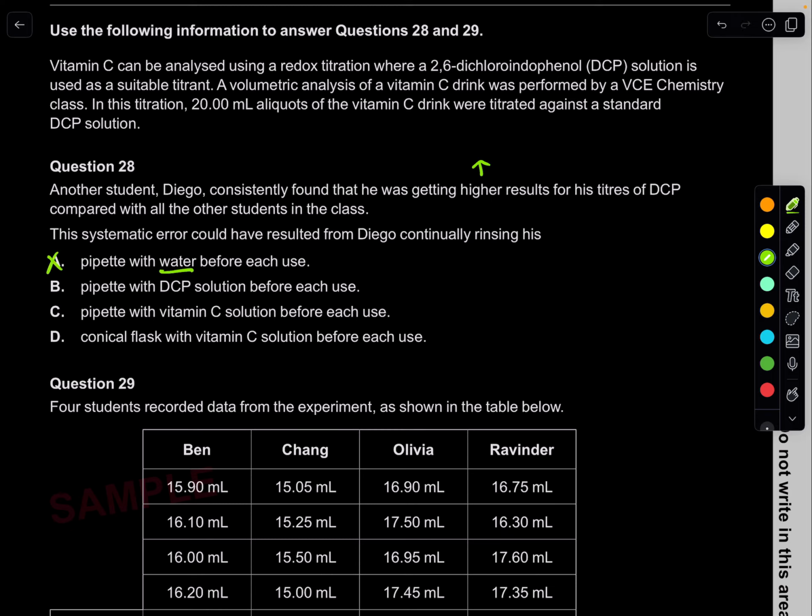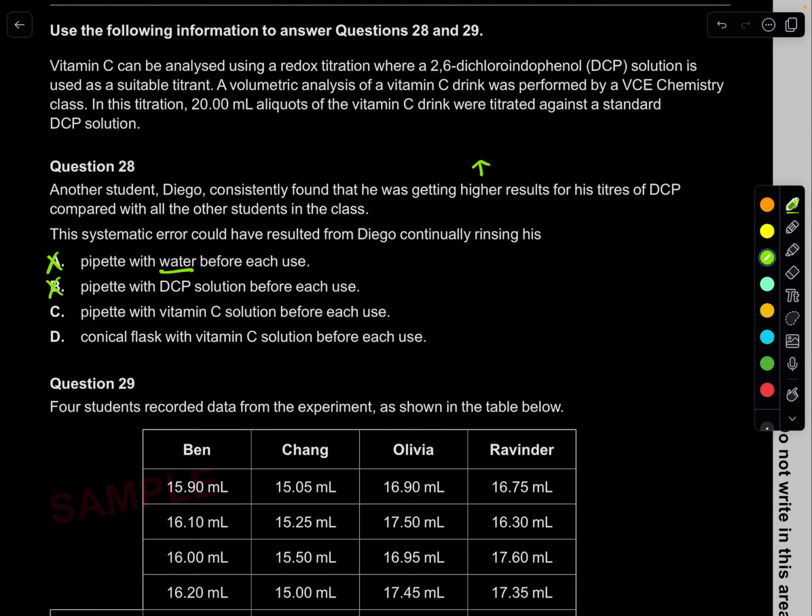Pipette with DCB solution before each use. No, and remember we said for pipettes you should be using vitamin C. You don't use the titrant. If you're using the titrant, think about it, what happens? If the pipette already has DCB, and you're putting in vitamin C, some of it would have already reacted, which is a problem. So that would decrease the titers again, because some of it has already reacted. You would have had lower titers.